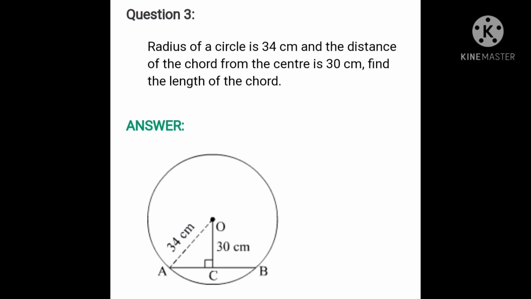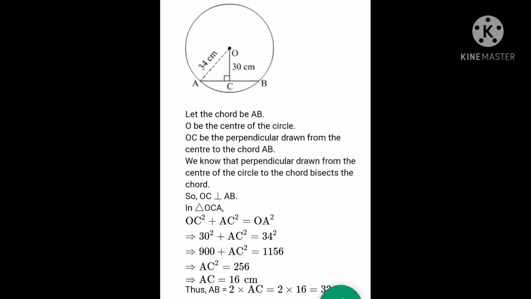So let's start the solution. Here radius is represented by OA, so radius is 34 centimeter. That means OA is 34 centimeter. The distance of chord from center is represented by OC. OC is 30 centimeter, and we have to find the length of the chord. To find the length of the chord, first we have to find AC. Then twice of AC is AB.